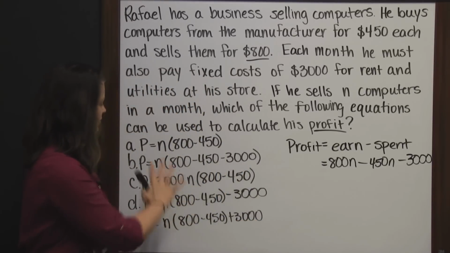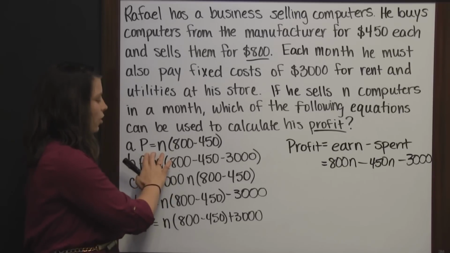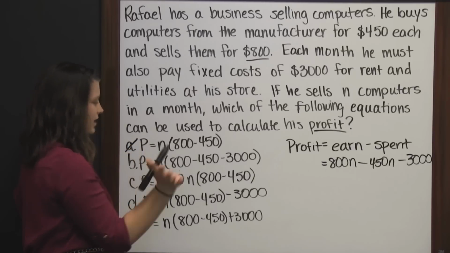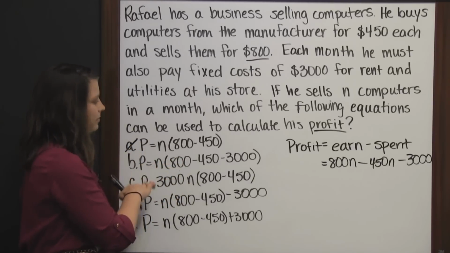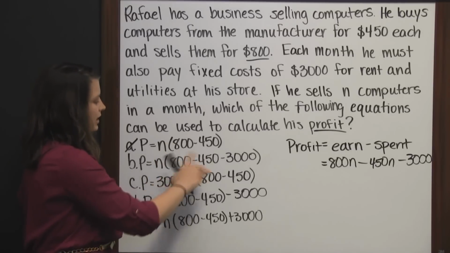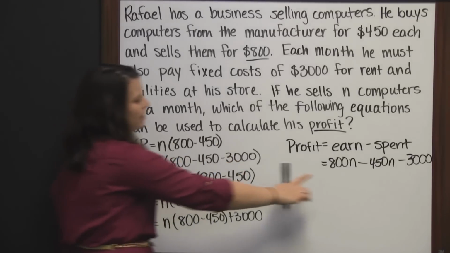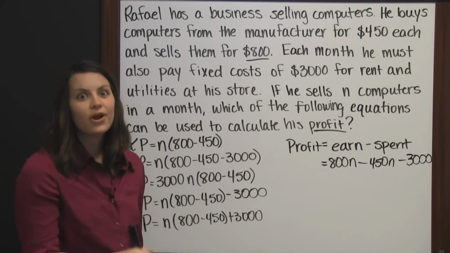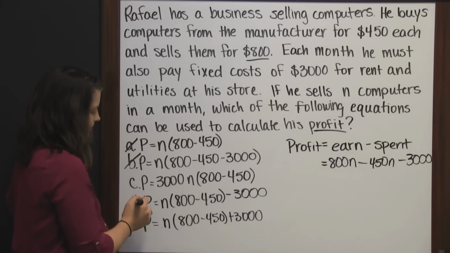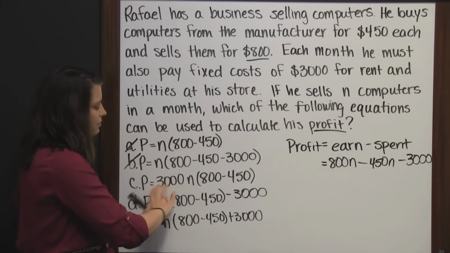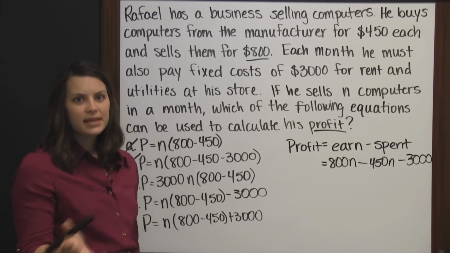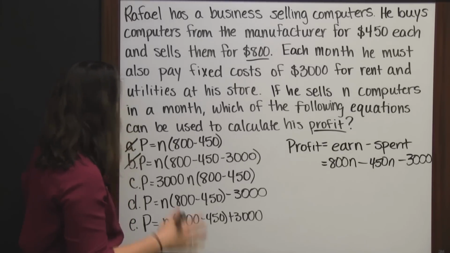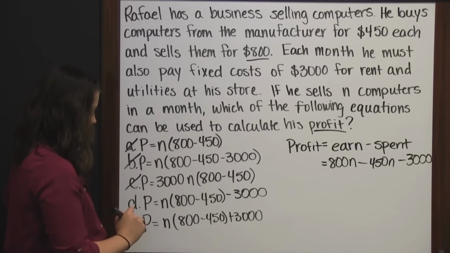Now if we compare what we have to these equations, we know we can already eliminate A. It doesn't even take the 3,000 into account, so A's out. On B, if we distributed this in, we'd be subtracting 3,000 n, which is not right. We're not losing $3,000 for every computer we sell, so B's out. On C, it has us multiplying 3,000 times n, which would be great. He'd be making tons of money, but that's not this situation.